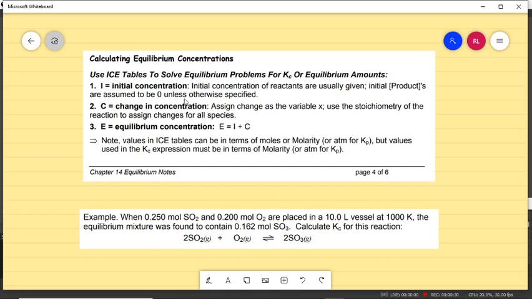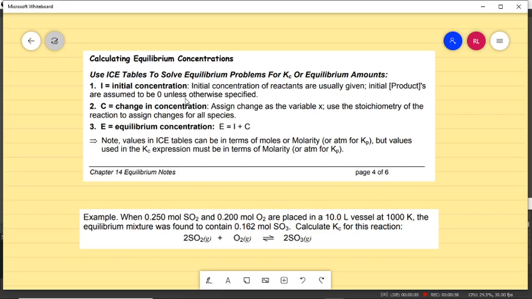I stands for initial concentration. So how do we determine the initial concentration? Usually, this is given. But for the case of our product, it is assumed that initially the concentration of our product is 0. Why? Because at the start, we don't have product yet.